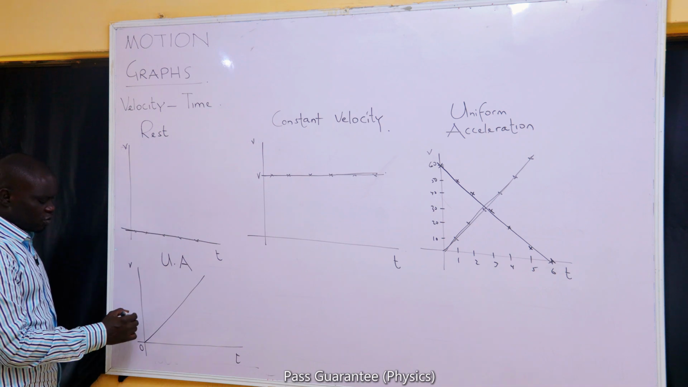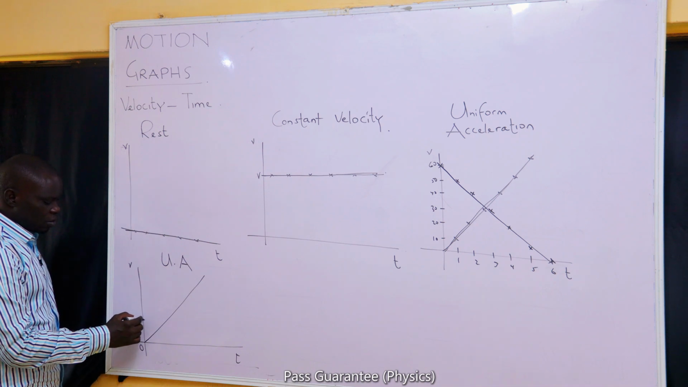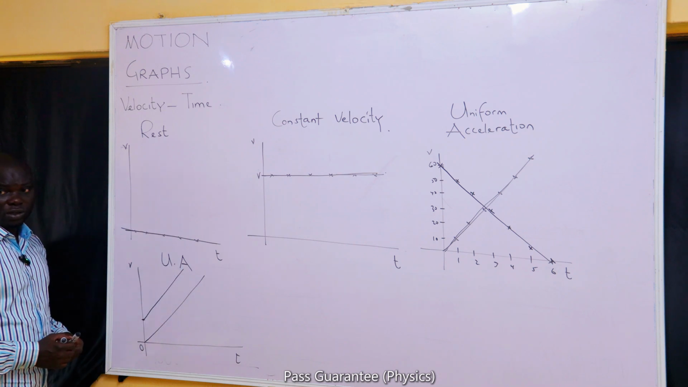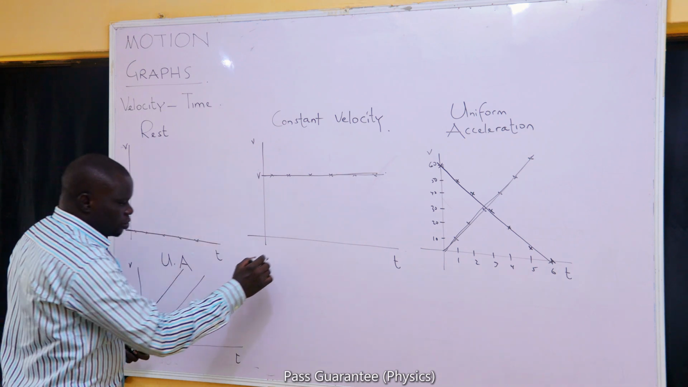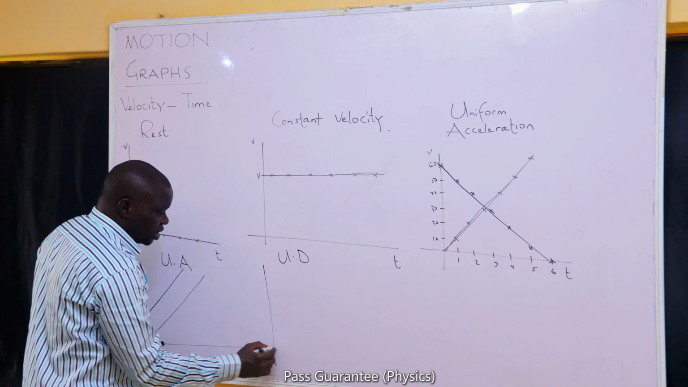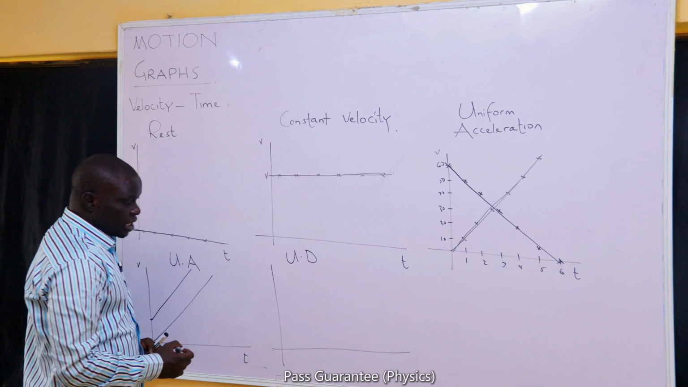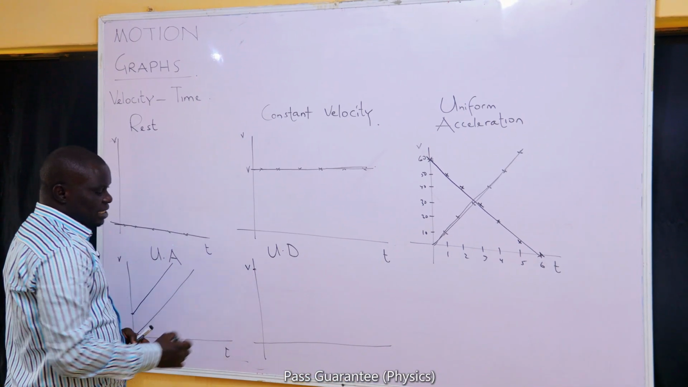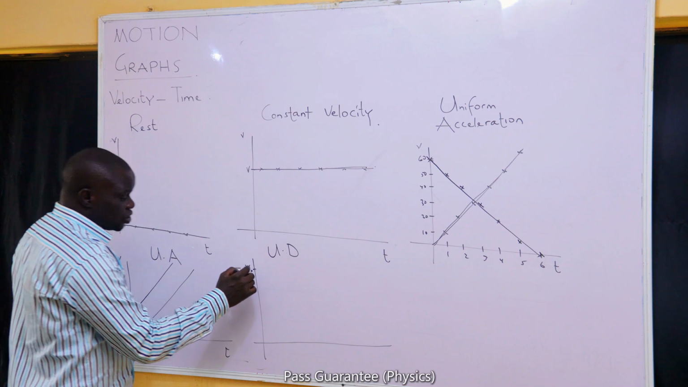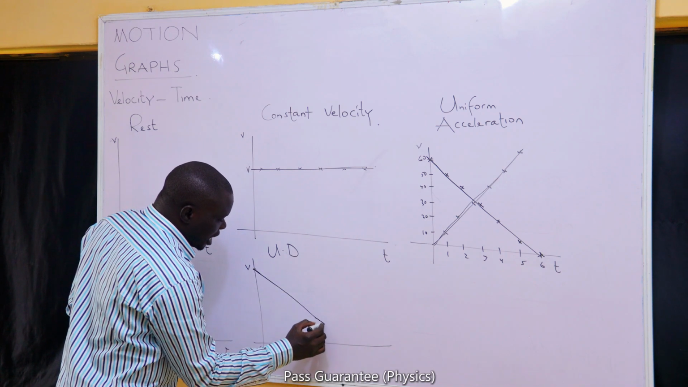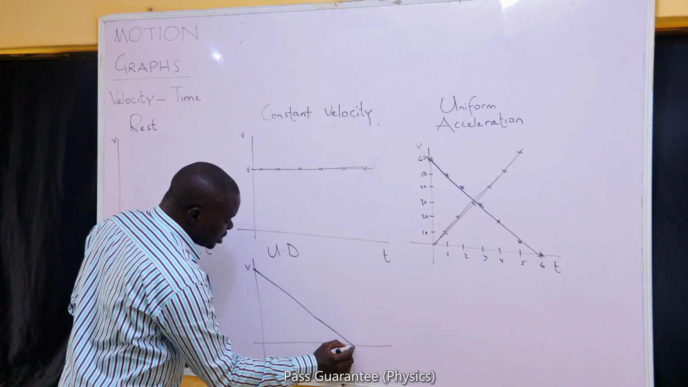It's possible that it's moving with uniform velocity, but it's not starting from rest. It's starting from a velocity that is not zero, and that is how we are going to indicate it. It is possible too that an object is moving with uniform deceleration. If an object is moving with uniform deceleration, it means that from wherever it is starting, the velocity is going to reduce. So this is the line, the negative line is what we are going to use to represent deceleration.